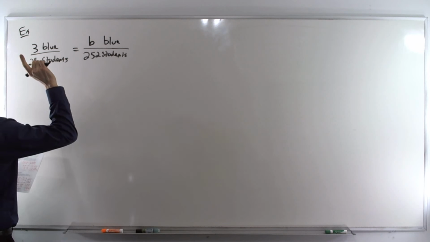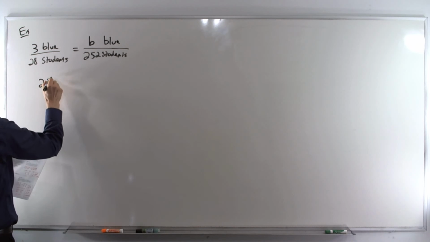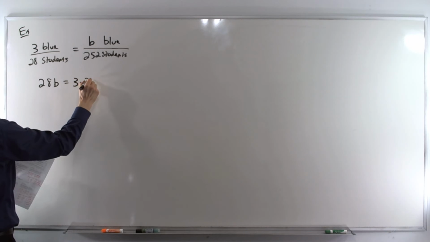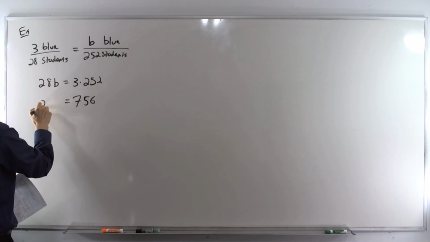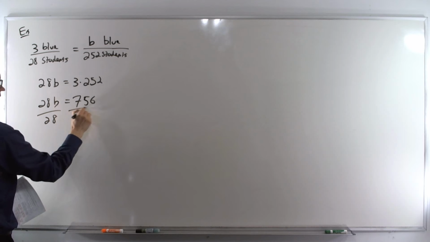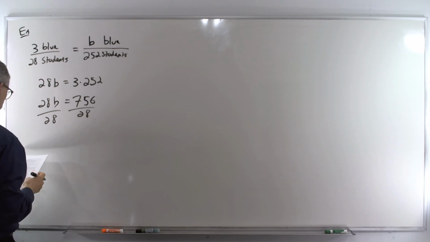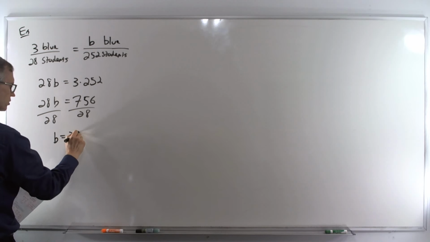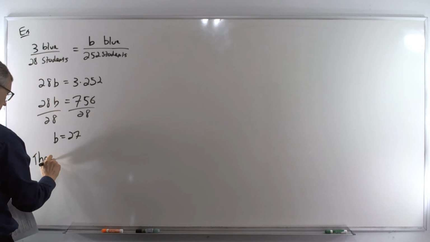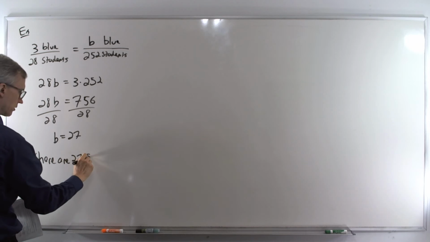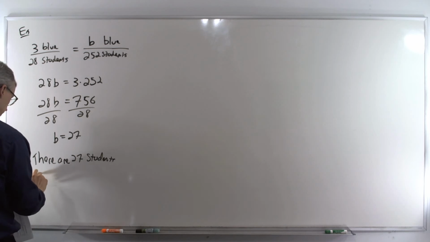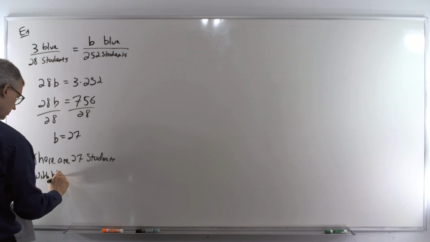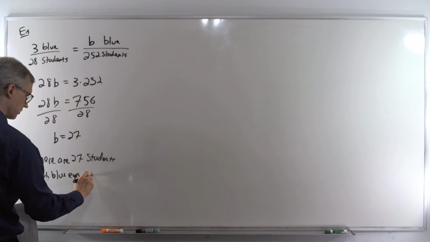Okay, so we are going to solve this. 28 times B, that's 28B. And then we got 3 times 252. We got 756 there. And we'll divide by 28 and get B equals 27. That means there are 27 students with blue eyes in the school.